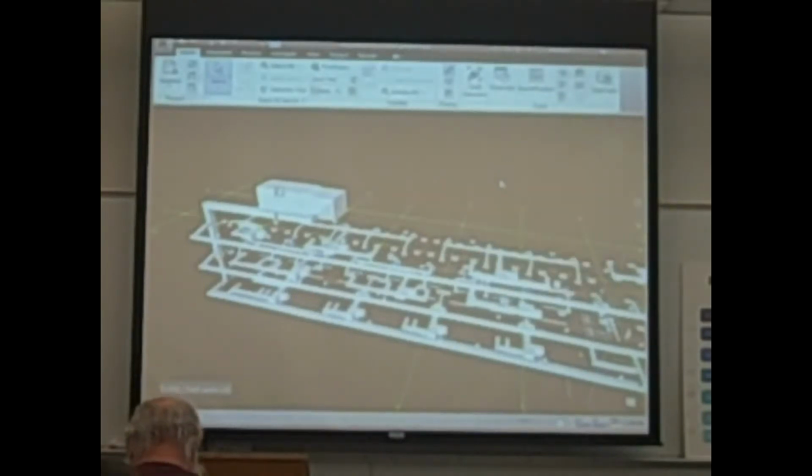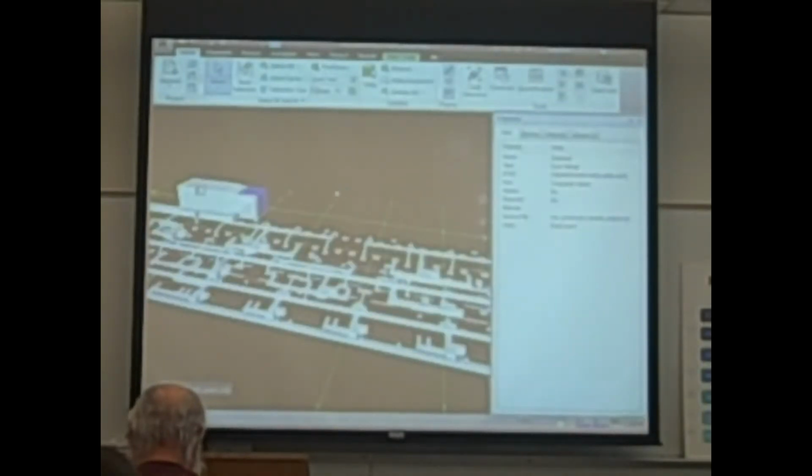Yes, sir? Just as far as maintenance goes, and you included the data sheets, the maintenance man doesn't have access to these programs or knowledge of them. How does this help them? I just don't really know.